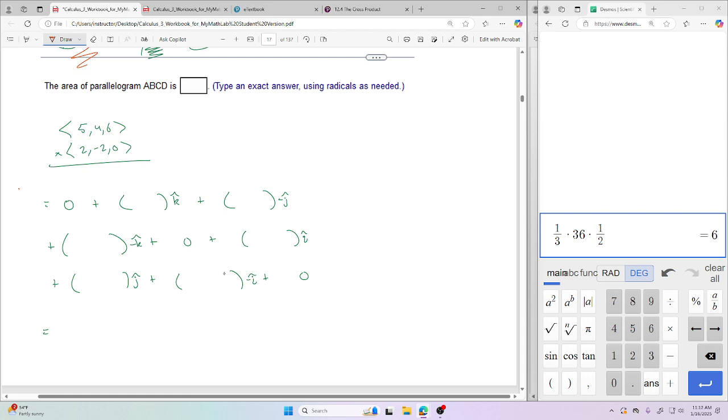5 times 2, negative 10. Anything times 0, 0. 4 times 2, 8. 4 times anything doesn't matter, 0. 4 times 0, 0. 6 times 2, 12. 6 times negative 2, negative 12. And then it's again 0. I mean, look how fast it is.